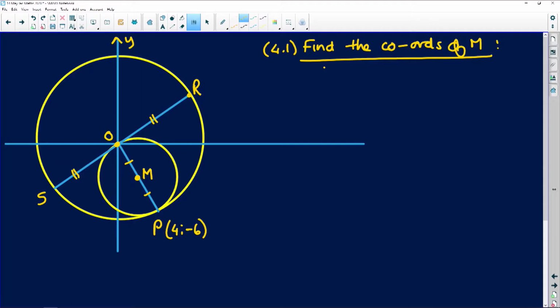O's coordinates are 0, so look how easy this is. M will then be the point 4 divided by 2, which is 2, and minus 6 divided by 2, which is minus 3. That's all you had to do. That's the point 2 and negative 3. The 1 point was 0.